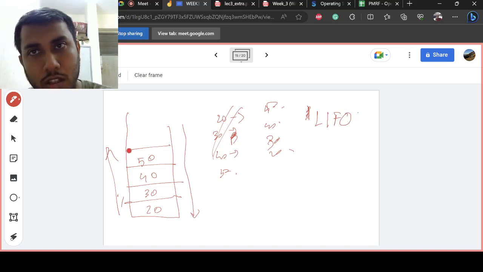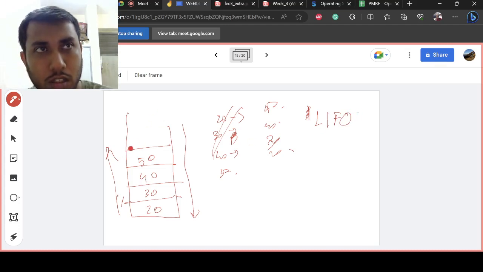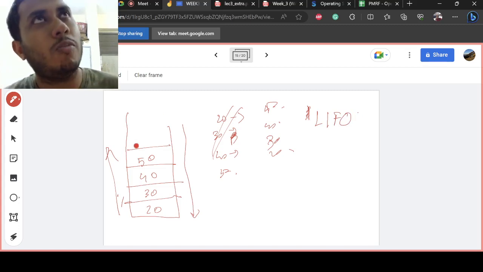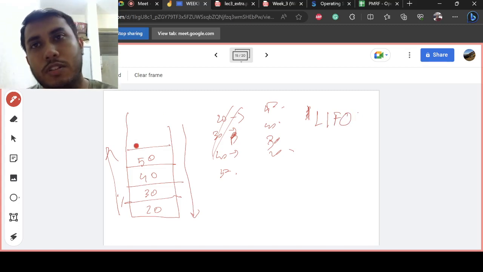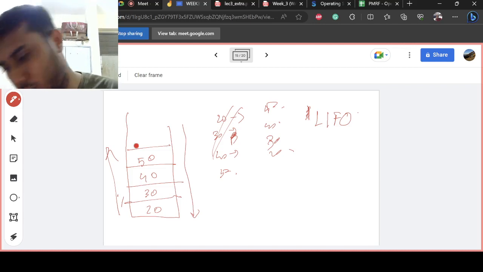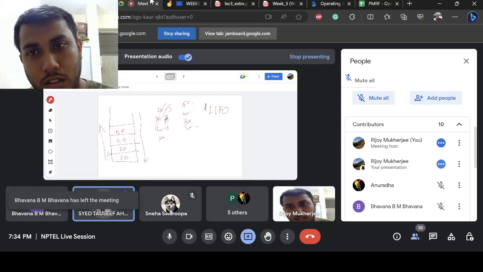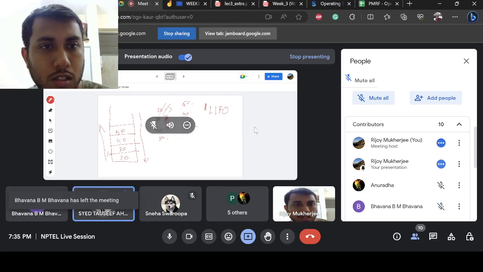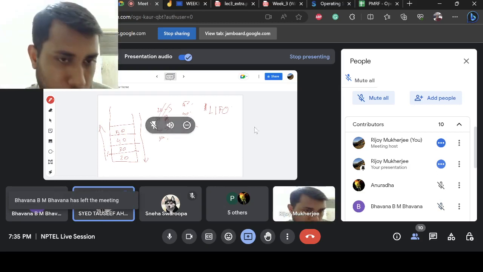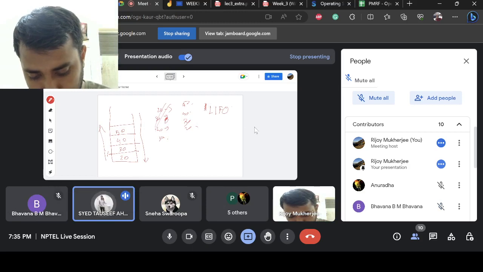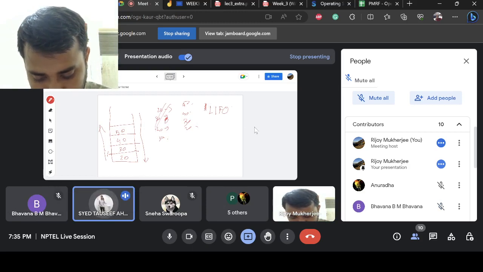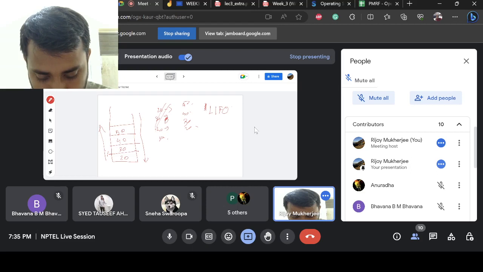Sir, does it work like automata theory or something? Yeah, in automata theory you have used stack, I think, for Chomsky normal form. First is type 3, then type 2, then type 1, then type 0. But we use type 0 firstly, right? Yes. Okay.